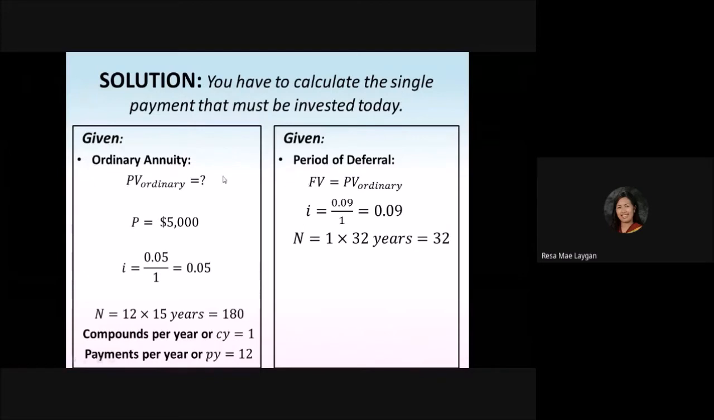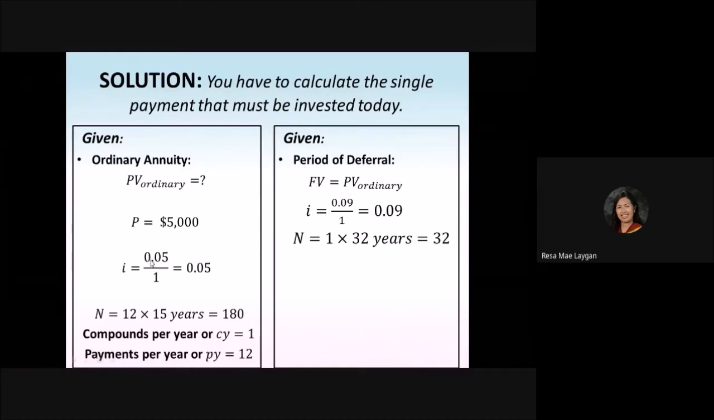There are two givens. This is the given during the payment stage, and this is the given during the period of deferral or the accumulation stage. Here, the given is an ordinary annuity. Why? Because Fraser should receive $5,000, which is the annuity payment, at the end of every month. So you have to take note. This is an application of the ordinary annuity. The annuity payment, as I've said, is $5,000. The periodic interest rate is 0.05 or 5% compounded annually.